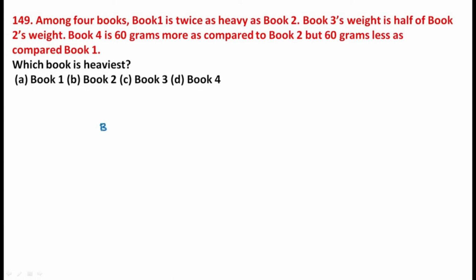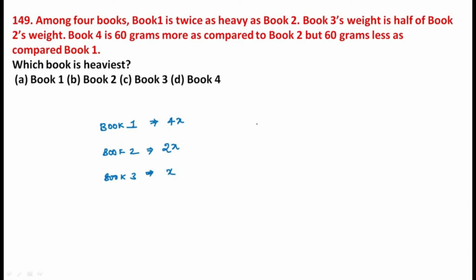Now see, here is the book 1 data, and there is data related to book 2 and book 3. Now see the comparison. Book 1 is twice as heavy as book 2. So I consider book 2 here as 2x. Now one value is twice as heavy, so definitely the value becomes 4x. Now book 3's weight is half of book 2's weight. Now I am taking it as x. Why? Because the value is half only.